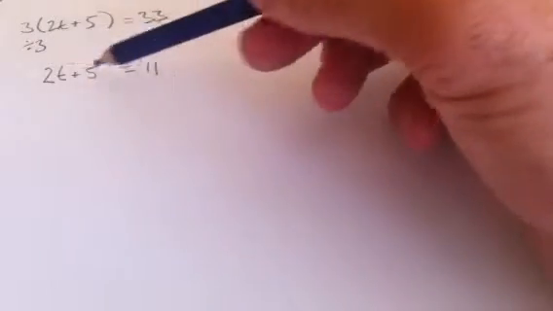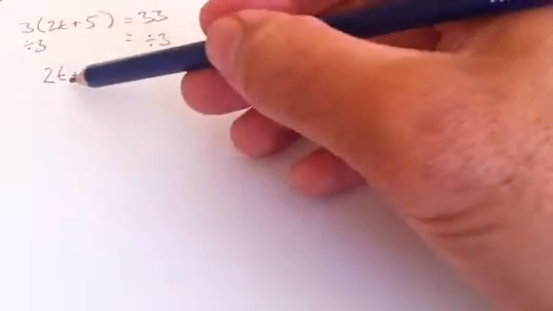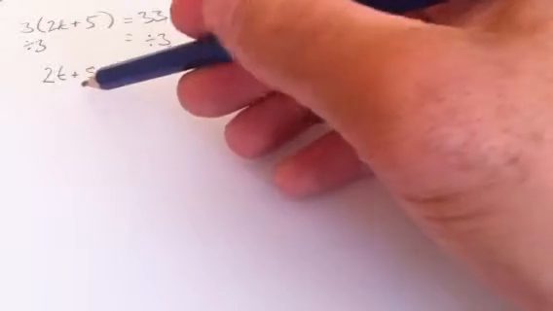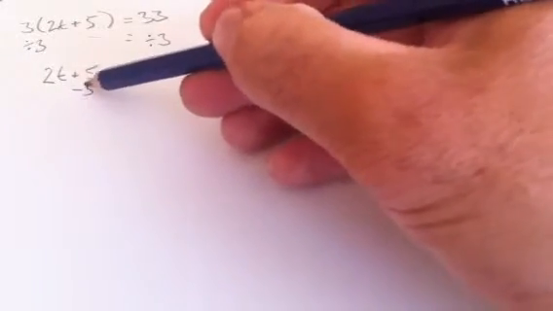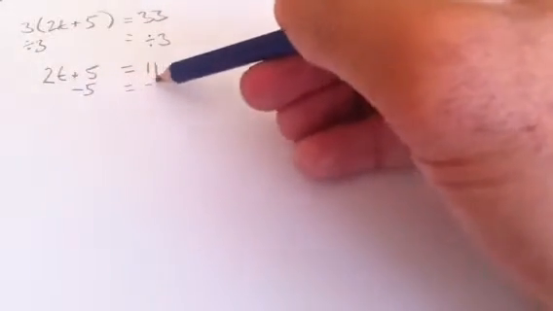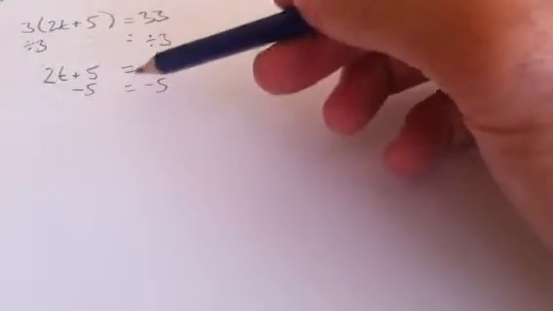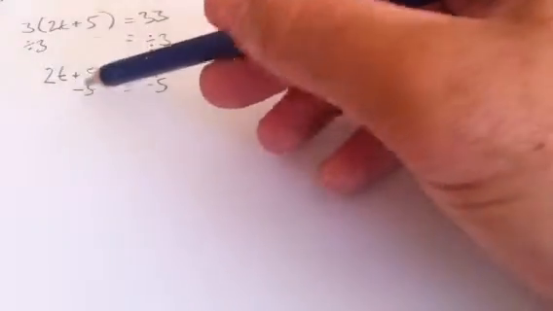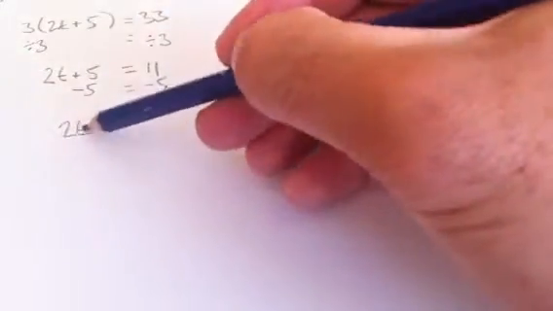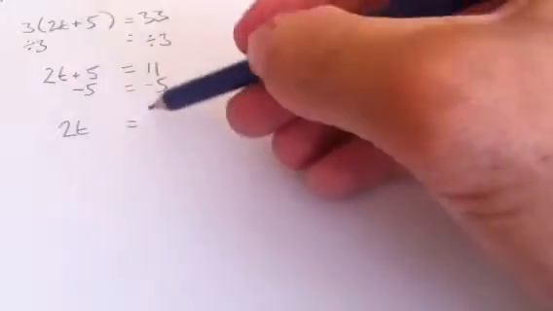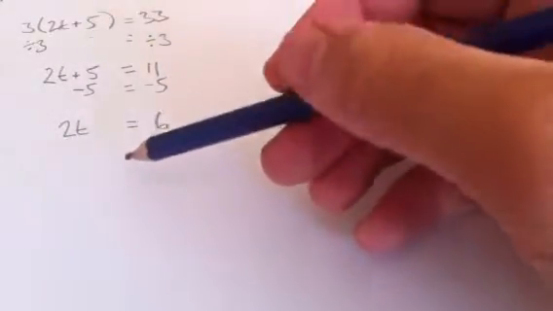Then we're kind of back to a more basic equation. Again, here, the plus 5 is going to be the easiest item to balance, so we take away 5, and we take away 5 from the other side. 5 take away 5 is 0, just leaving us with 2t. 11 take away 5 is 6.